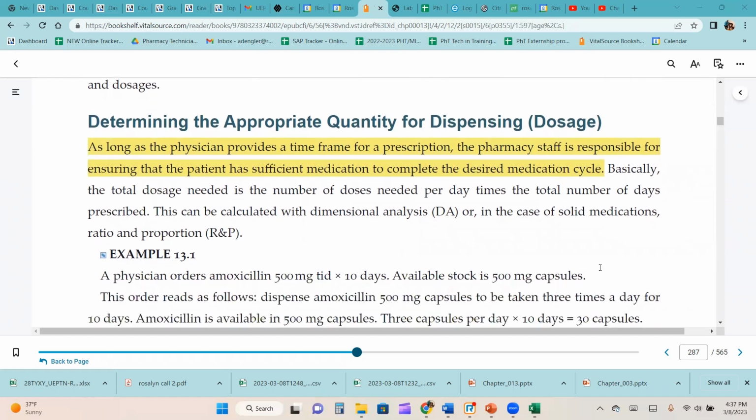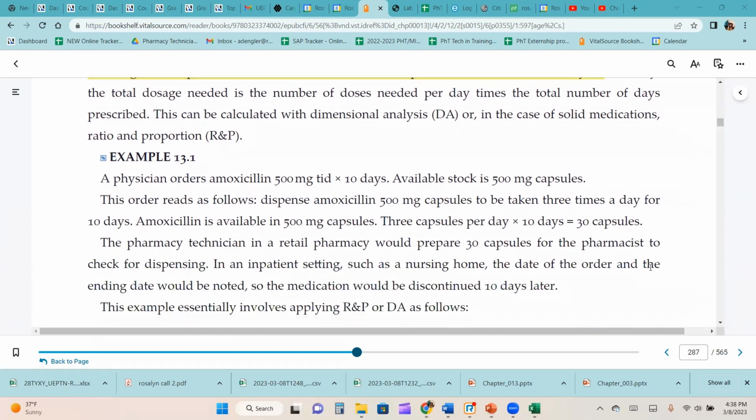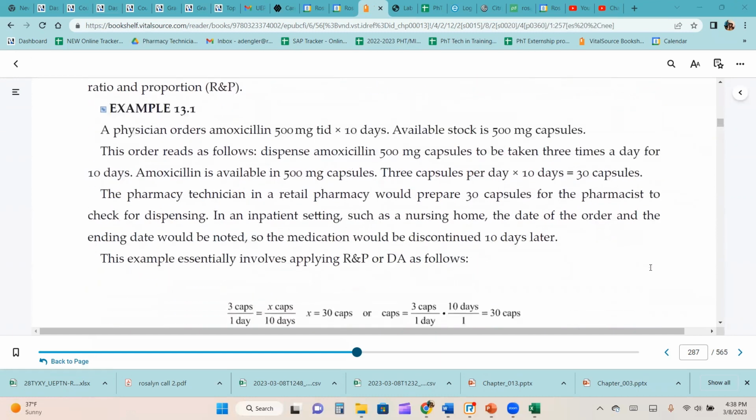This can be calculated with dimensional analysis, or in the case of solid medications, ratio and proportion. So at Ross, we do not teach the dimensional analysis way. We only go over ratio and proportions, and you can do either one, whatever you feel more comfortable with. But on the examples, I will do ratio and proportion. So we'll do example 13.1.